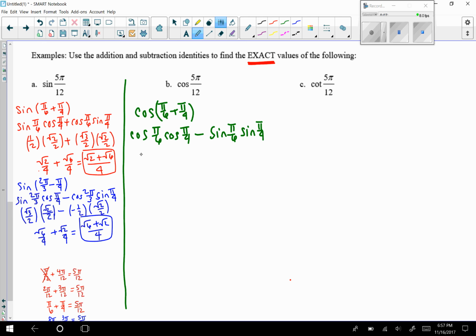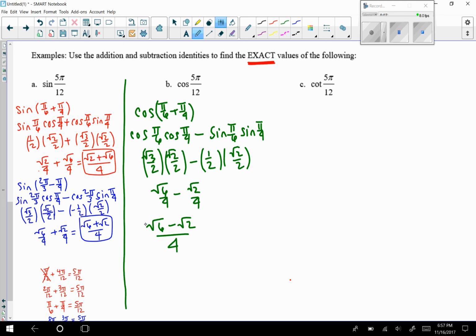So now we just use our unit circle, so we know the cosine of pi over 6 is root 3 over 2. This would be root 2 over 2 minus the sine of pi over 6, which is 1/2, and root 2 over 2. So when we simplify, we get root 6 over 4 minus root 2 over 4. So root 6 minus root 2 all over 4. So that would be my cosine of 5 pi over 12 and what it's equal to.